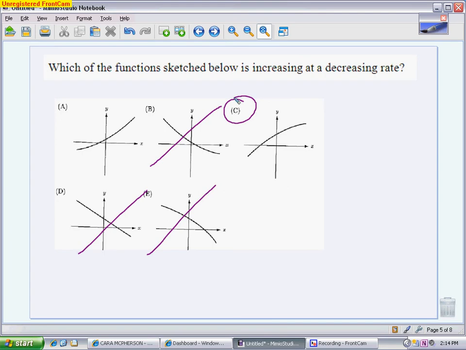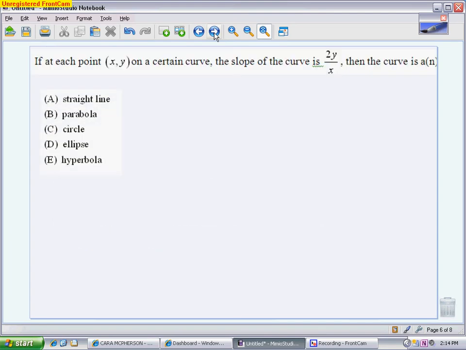For the next one, we are looking at a differential equation one, and this one is sometimes tough for students because they don't really understand what's being asked. So we have a slope that is defined as 2y over x. So the first thing I'm going to write is that dy/dx equals 2y over x. And what it wants to know is, what do we know about the original curve? Is the original curve a line, a parabola, a circle, an ellipse?